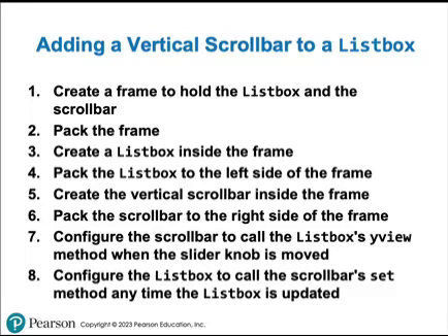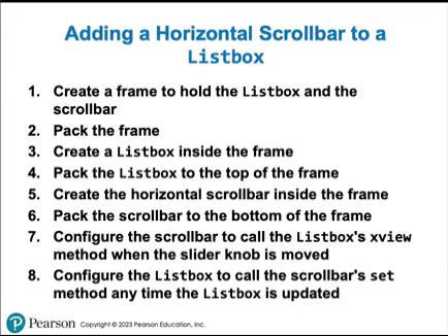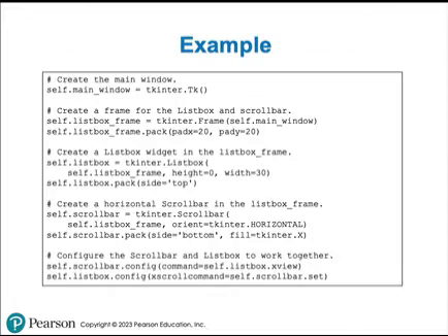You can have scroll bars by using the Y view and X view attributes. So here's an example of doing that. We pack our list box, and then we put scroll bars on there, and then we configure the scroll bars and the list box to work together. You can do the same thing for horizontal scroll bars, and that's what this would look like.